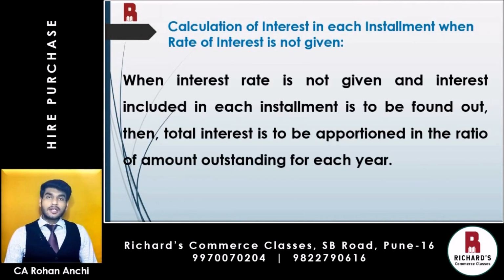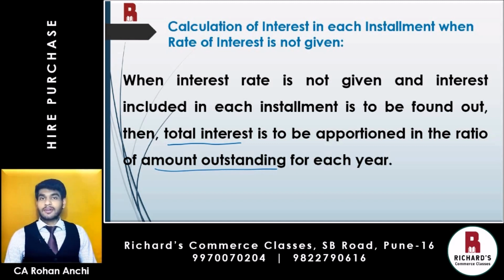When interest rate is not given and interest included in each installment is to be found out, then total interest is apportioned in the ratio of amount outstanding each year. Important point to note is total interest is to be apportioned in the ratio of amount outstanding for each year. This is logical because interest is calculated on what? Interest is always calculated on balance outstanding in that particular year. So even if we don't have the rate of interest, we can get total interest of the hire purchase transaction, and that will be got by the hire purchase formula itself.